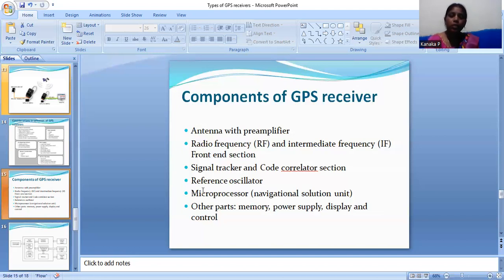Next one is parts of a total station. The different parts are the telescope, plate level, keyboard and display, window, dry patch, vertical tangent screw, power switch, vertical motion clamp, horizontal screw, and horizontal motion clamp. So these are all the parts of the total station.